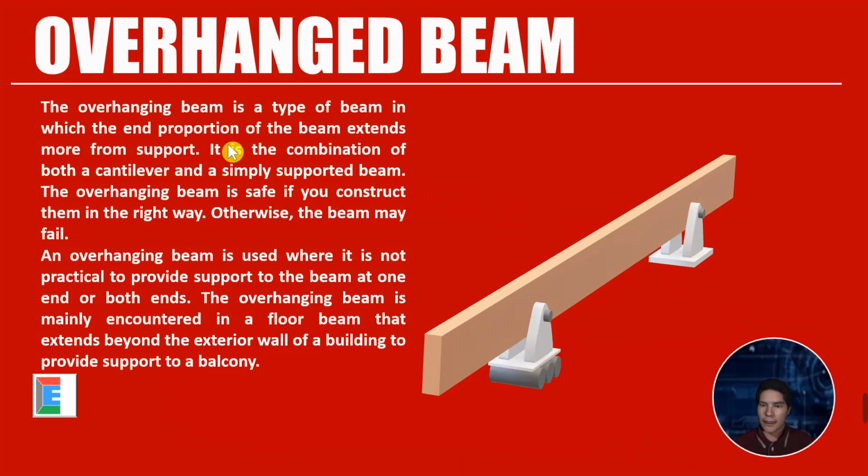And for the overhanging beam, it is a type of beam in which the end portion of the beam extends more from the support. It is the combination of both a cantilever and a simply supported beam. The overhanging beam is safe if you construct them in the right way, otherwise the beam may fail. An overhanging beam is used where it is not practical to provide support to the beam at one end or both ends. So the overhanging beam is mainly encountered in floor beam that extends beyond the exterior wall of a building to provide support to the balcony.